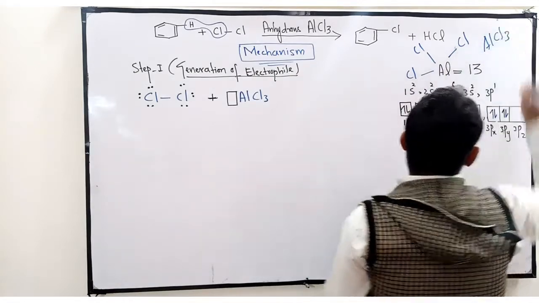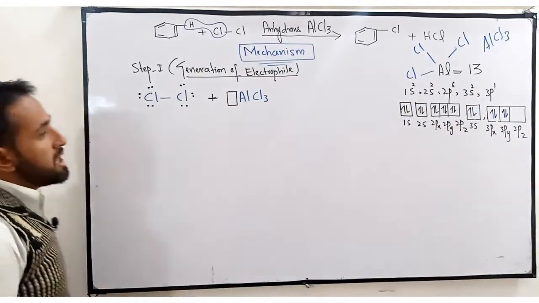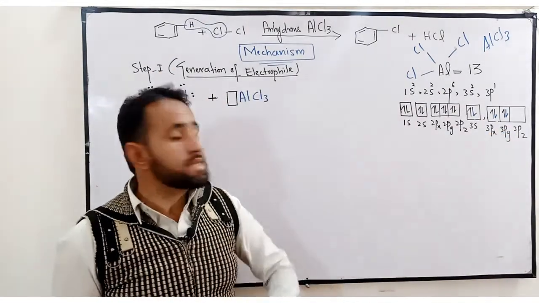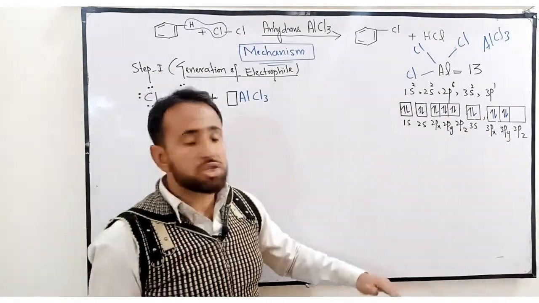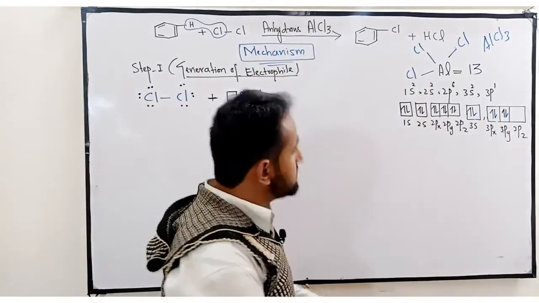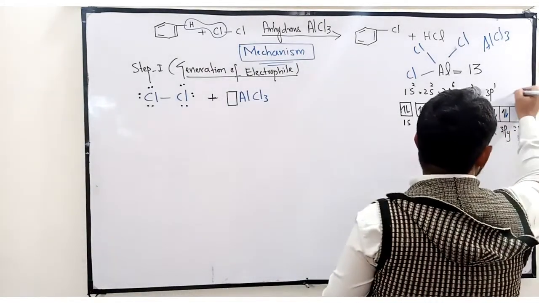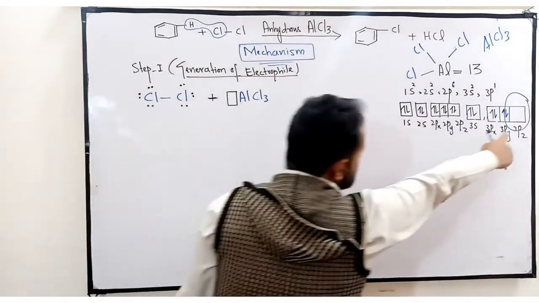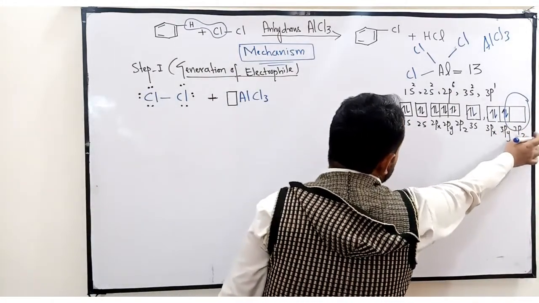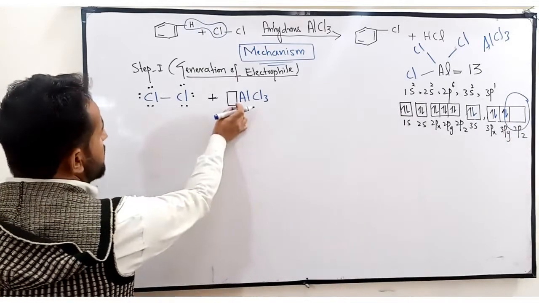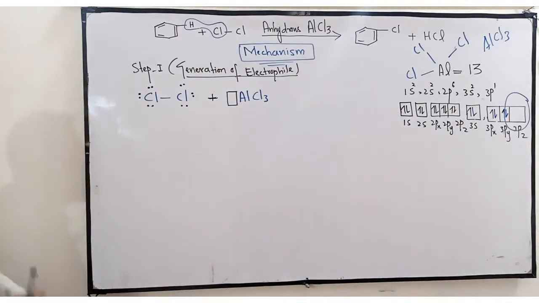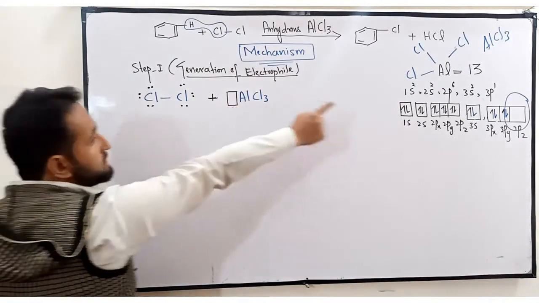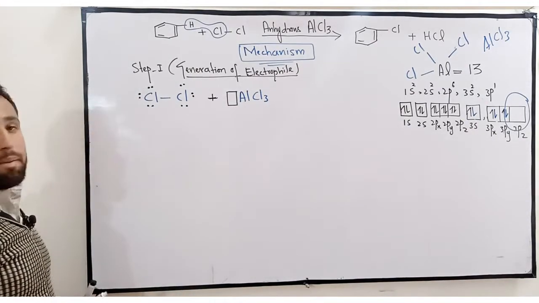AlCl3, aluminum trichloride. Understand? Now if I look, there is still one more atomic orbital vacant, that is 3pz. This is still vacant with us. So this vacant orbital, 3pz, I am showing here with the aluminum atom. This is what is different. This is the vacant orbital which is still present with the aluminum atom.